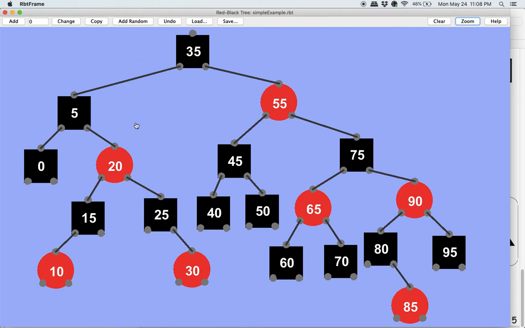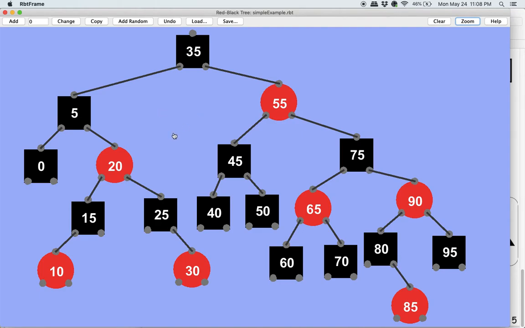It is a black height of 3. If I look at any null here, I count the blacks up to the root: 1, 2, 3. 1, 2, 3. 1, 2, 3. It's a binary search tree. This is one we actually looked at before.